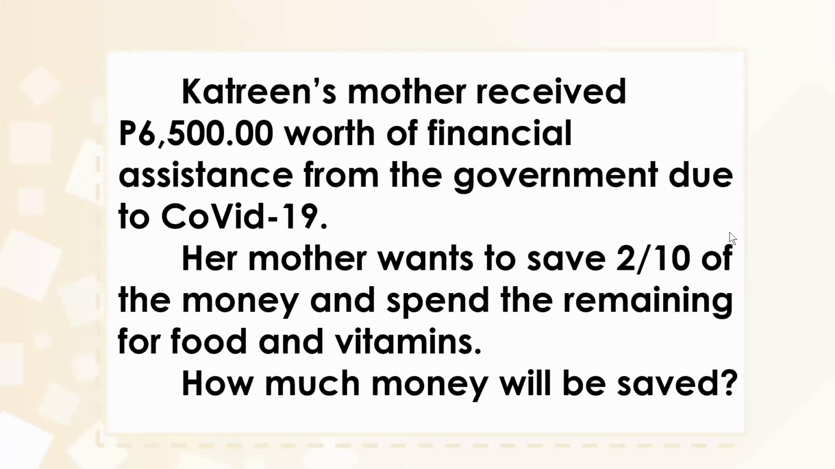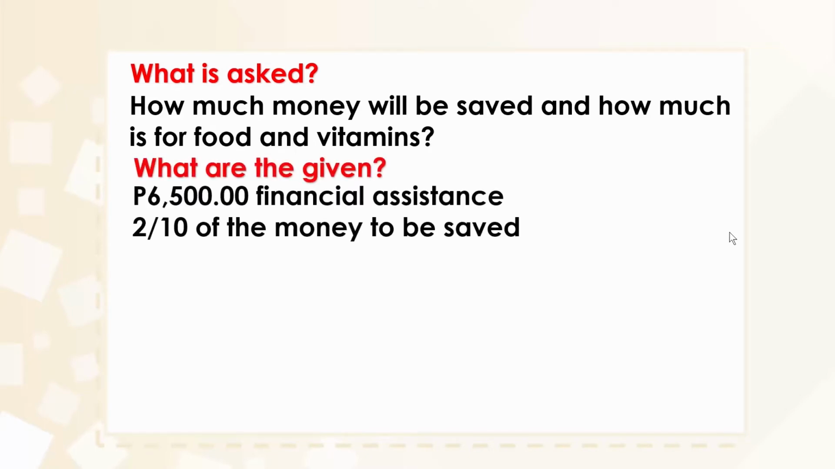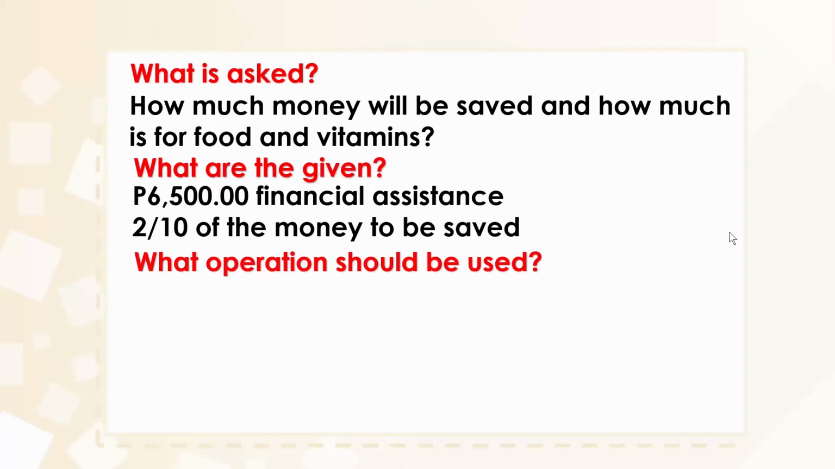Now, let's analyze the problem. What is asked? In this problem, we're asking how much money will be saved and how much is for food and vitamins. What are the given? 6,500 pesos financial assistance and 2/10 of the money to be saved. What operation should be used? Multiplication and subtraction are the operations to be used.